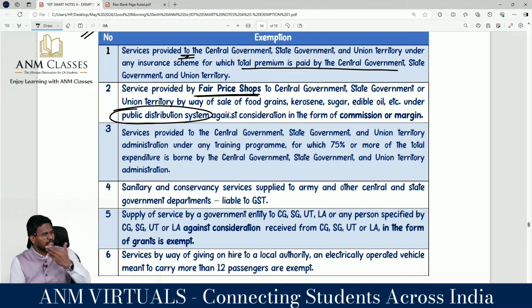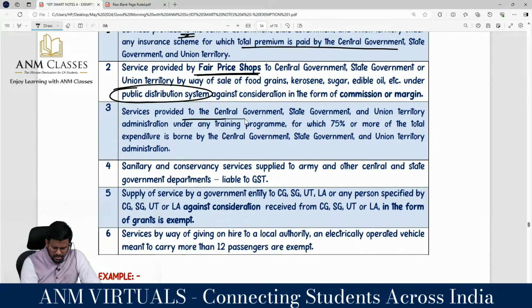On that commission or margin, it is exempt, because you are just acting as one of the persons of the government official and you are getting consideration from the government. What is the purpose, sir? You are collecting GST from the government and paying GST to the government.